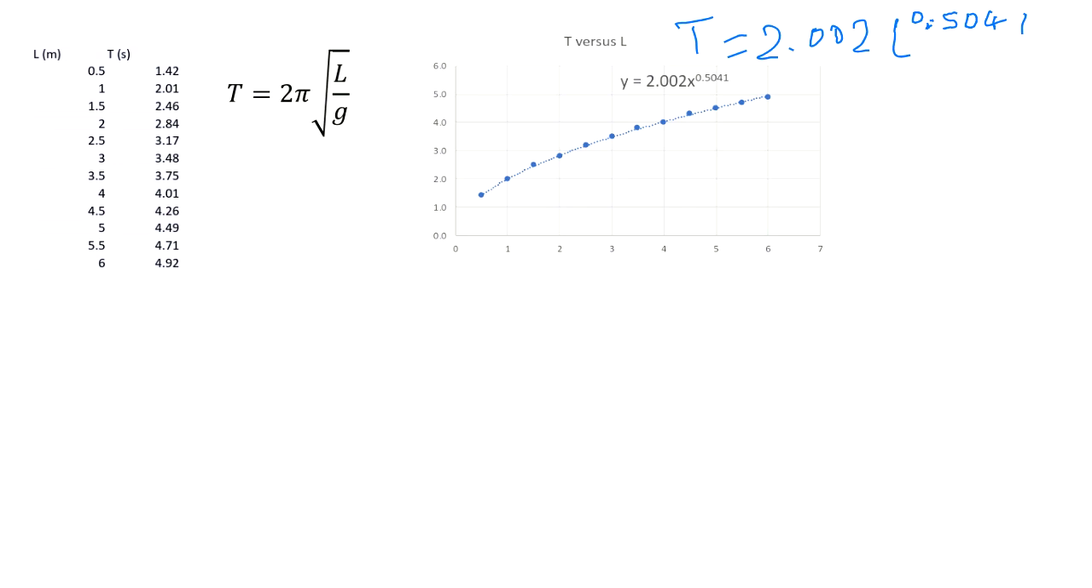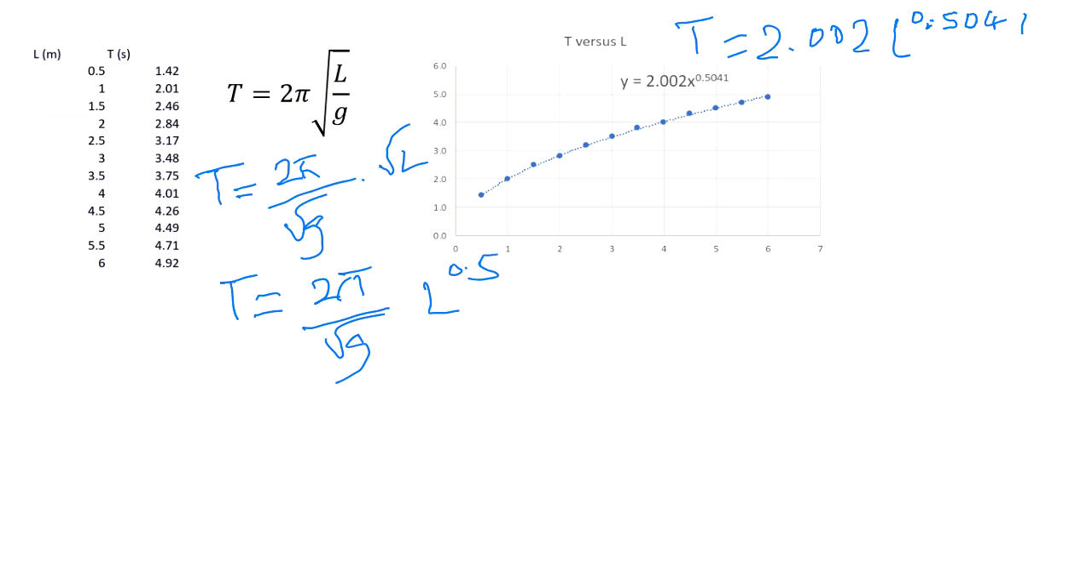Now, if we go to the equation we have and rewrite it a little bit, T is equal to, I'm going to combine the root G with the 2 pi. So 2 pi divided by square root of G, and then I'm going to put the square root of L. I haven't really changed much. You should also know that square root means to the power of half, which is 0.5. So if I rewrite this, T is equal to 2 pi over root G times L to the 0.5, because square root means the same as the power of 1/2.